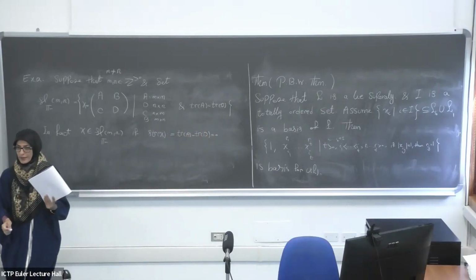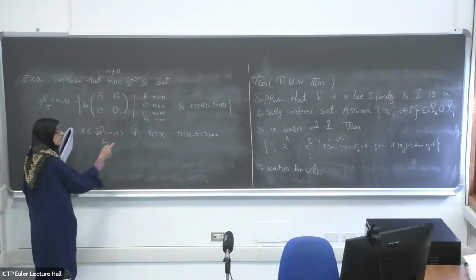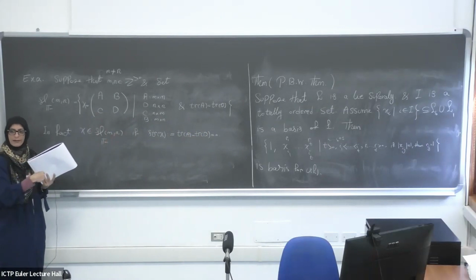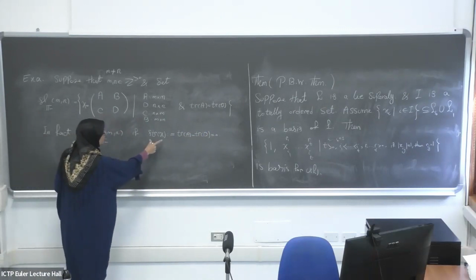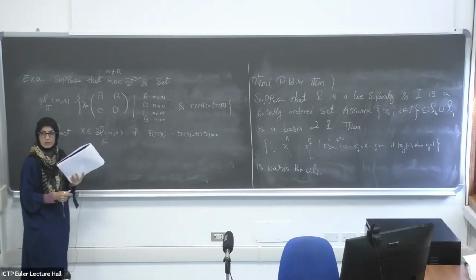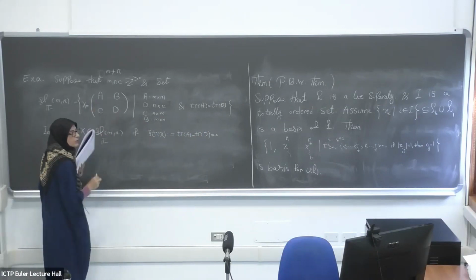You remember, SL(n) in the non-super case was the set of all elements with trace 0. And here in the super case, we have those block matrices. For those matrices, the supertrace must be 0. And the supertrace is just trace of A minus trace of B.